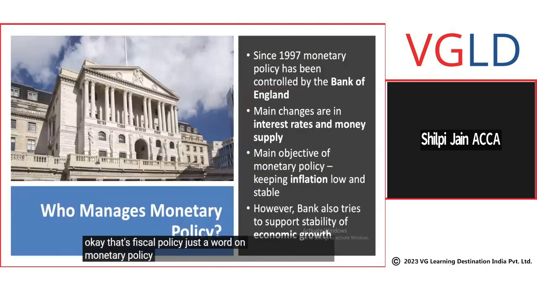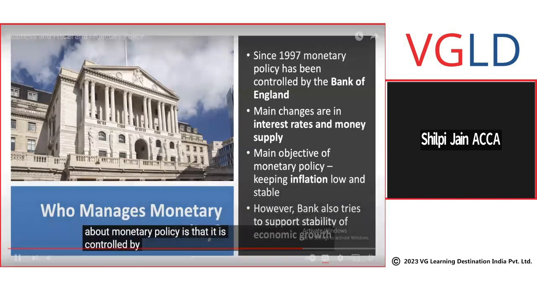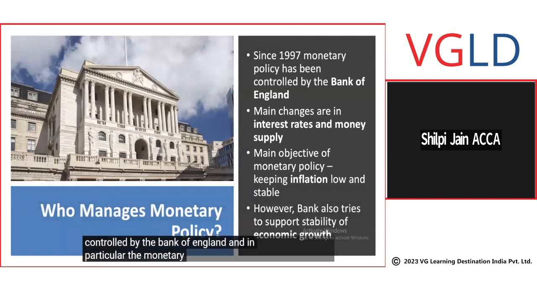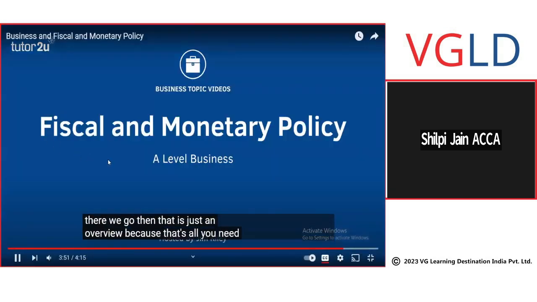Just a word on monetary policy. This is all connected really with interest rates, and there's a separate video on those to watch. The key point to remember about monetary policy is that it is controlled by the Bank of England, and in particular the Monetary Policy Committee, who meet each month to decide what the base interest rate should be in the UK economy. The main aim of the Bank of England is to try to keep inflation, or price rises, low within a target of 2%. But of course, they also look at the role of monetary policy in trying to support a sensible, stable level of economic growth. There we go then, that is just an overview, because that's all you need.